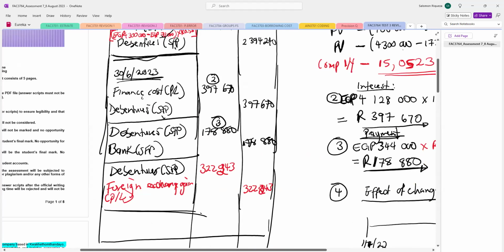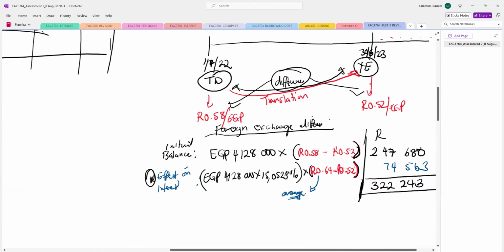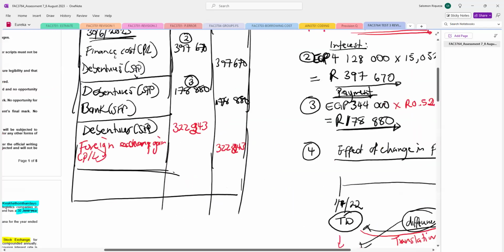Like how separate? I'll say debenture, for initial balance, and then put 247,680. Then I'll come again and say debenture interest and put 74,563 on the debit side, and then on the credit side I'll put foreign exchange gain. Okay.